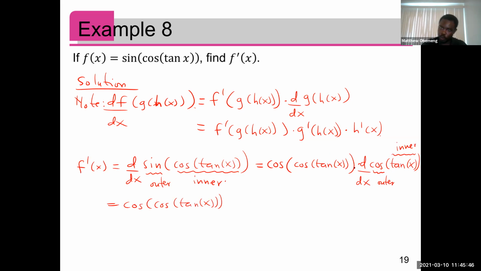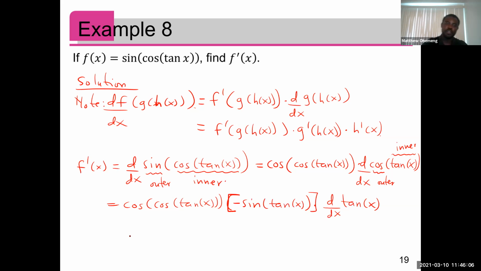So what's the derivative of cosine? That one is negative sine. So that's negative sine. Plug in the inner, tan of x, times the derivative of what? The inner.